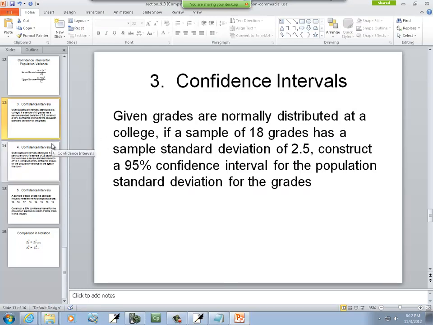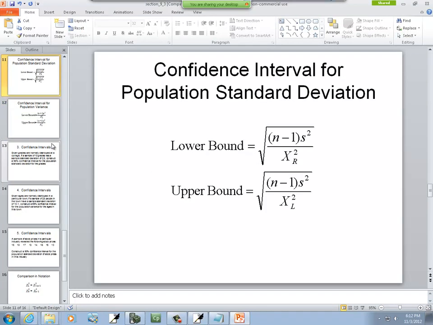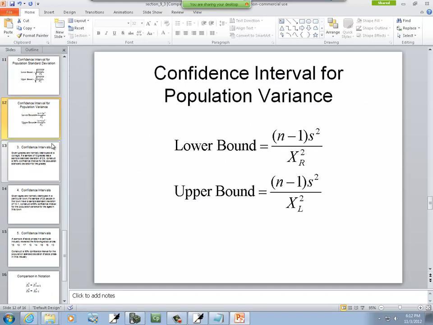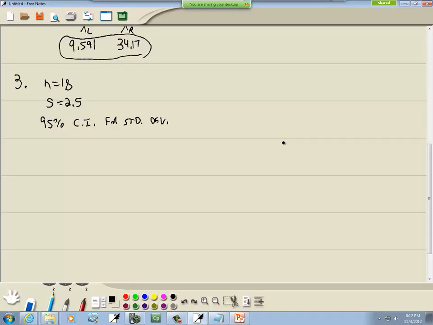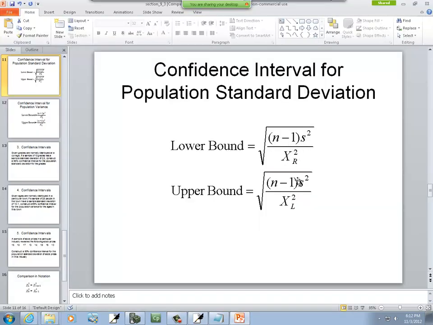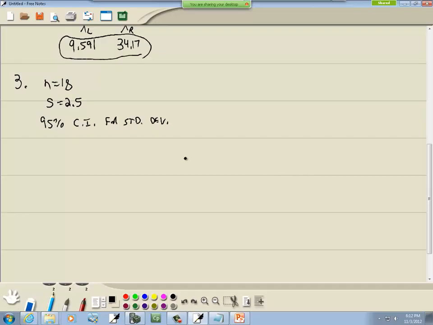Okay, we're going to go up here. We got two formulas. This is the confidence interval for the population standard deviation, and this is for the population variance. Well, this one said population standard deviation, so we want to use this. Well, we're given n and s, so we got those. We just need to find our critical values, our left chi-square and our right chi-square.